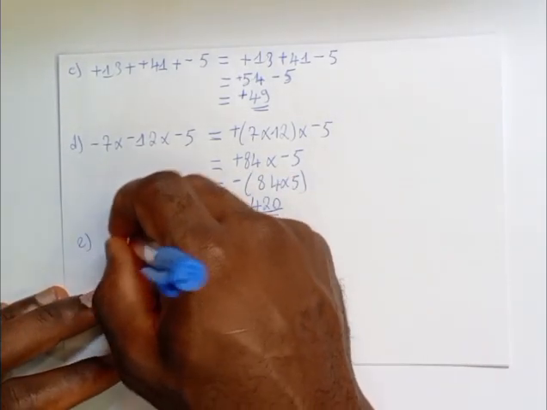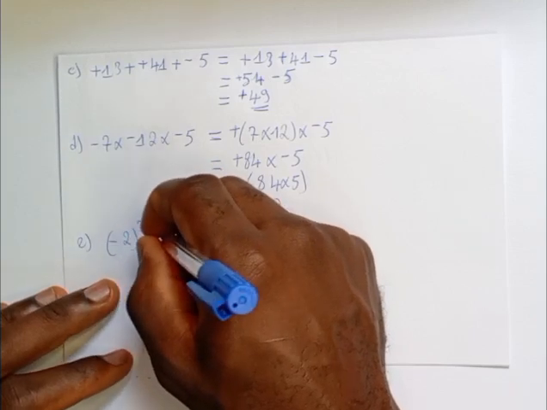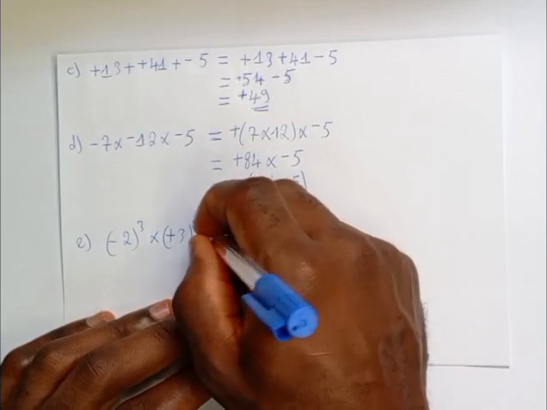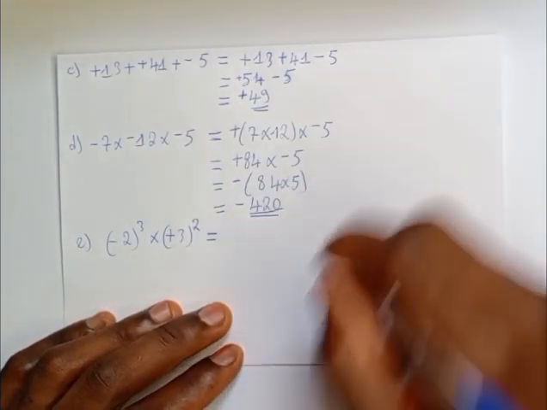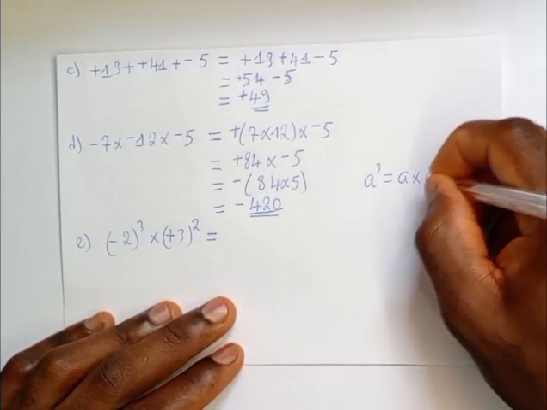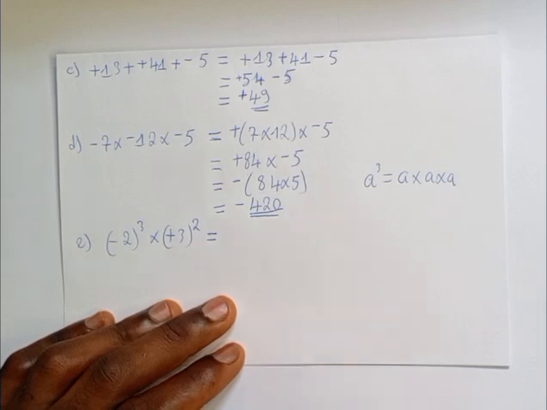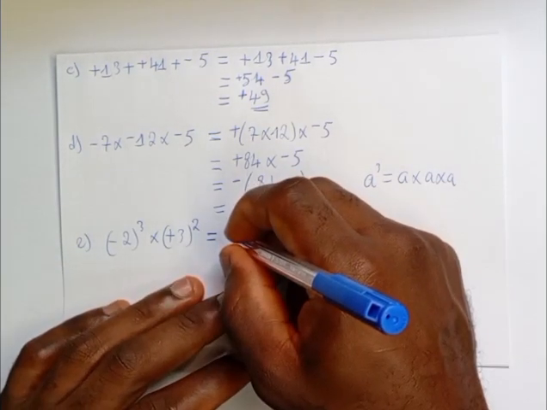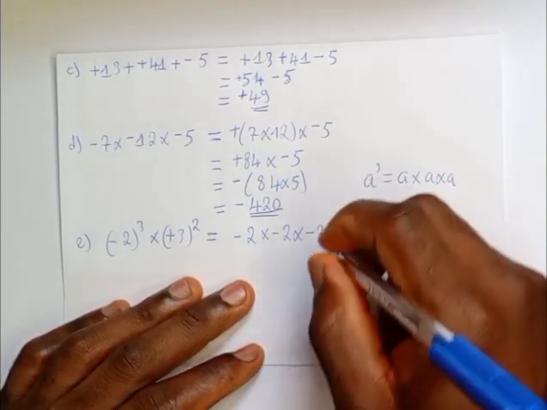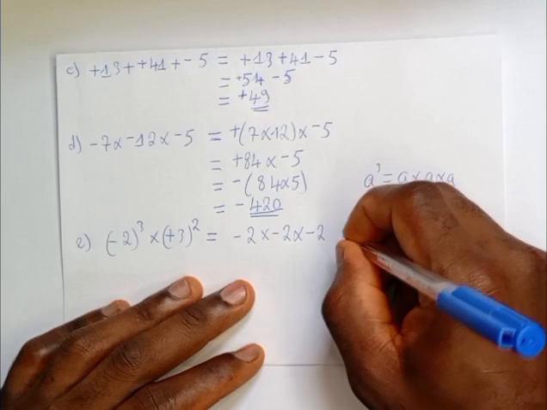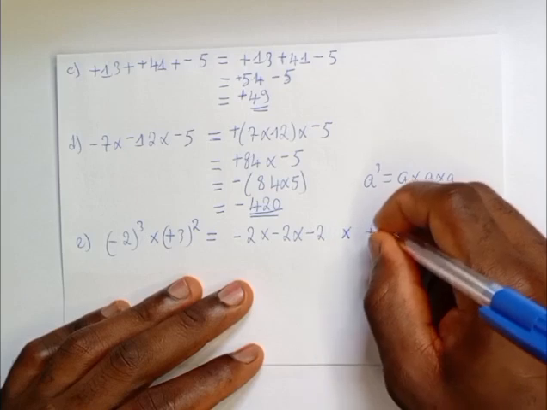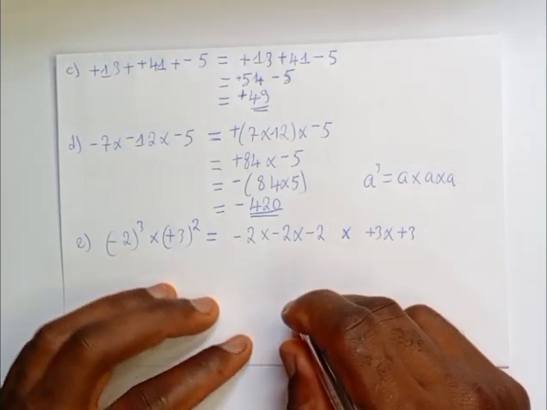We go now to question E. For E, we have negative 2 all cubed times positive 3 all squared. This will simply be equal to negative 2 cubed. To recall this, if we have e to the power 3, it is simply e times e times e. You multiply e by itself 3 times. Negative 2 cubed will simply be equal to negative 2 times negative 2 times negative 2, times, for positive 3 squared, positive 3 times positive 3.